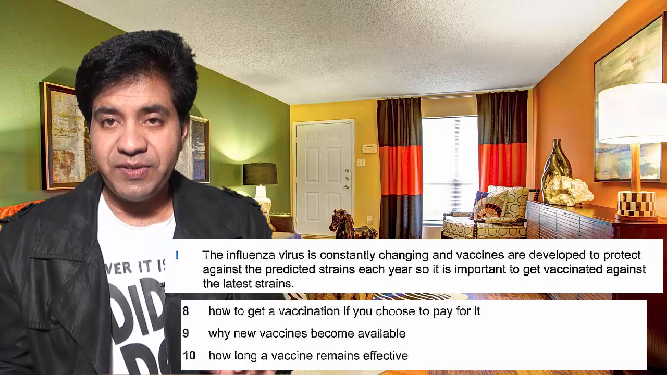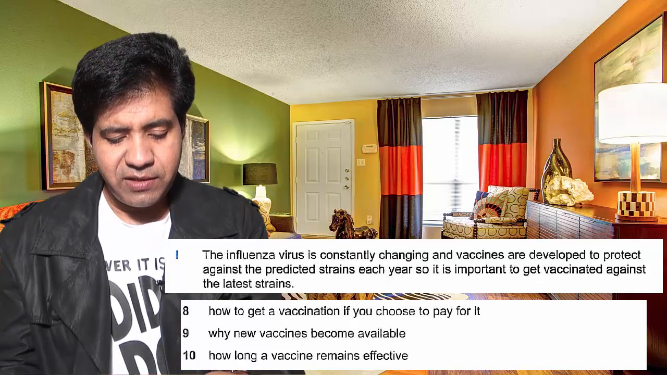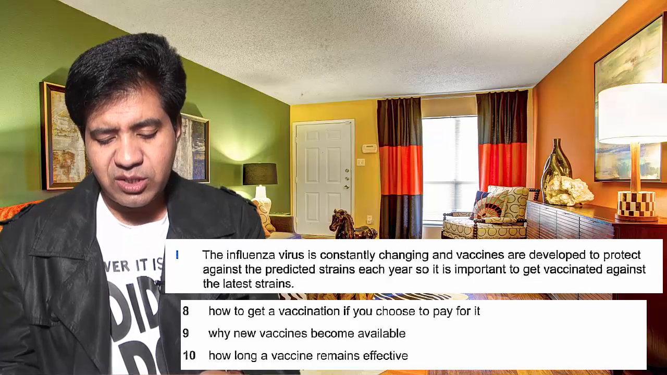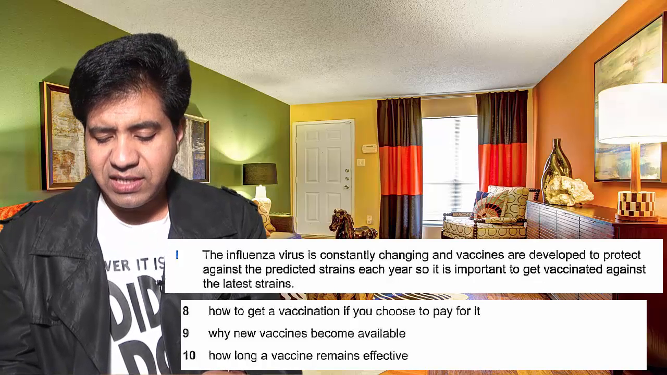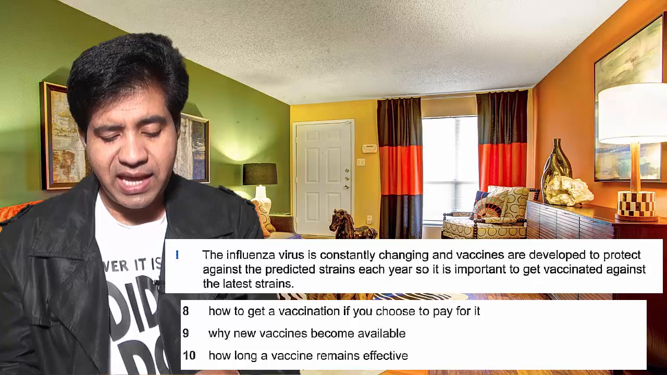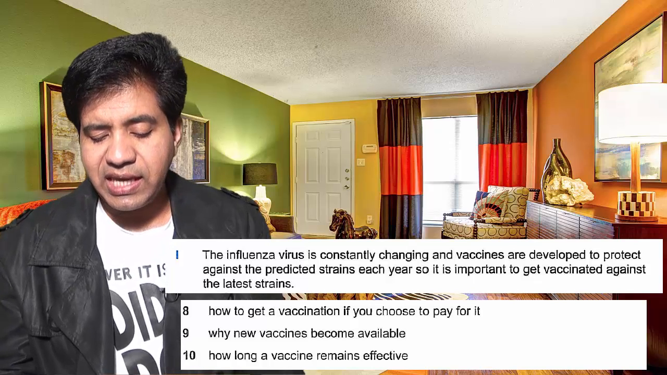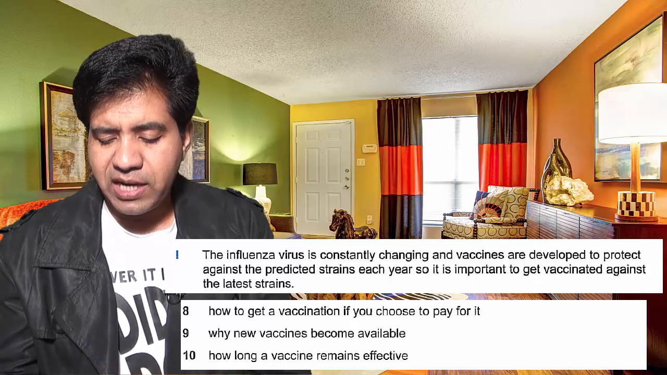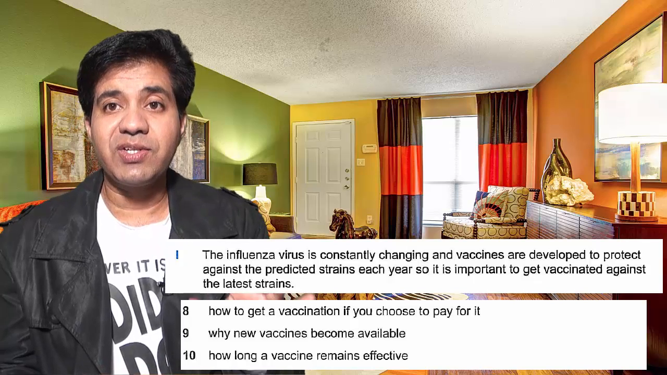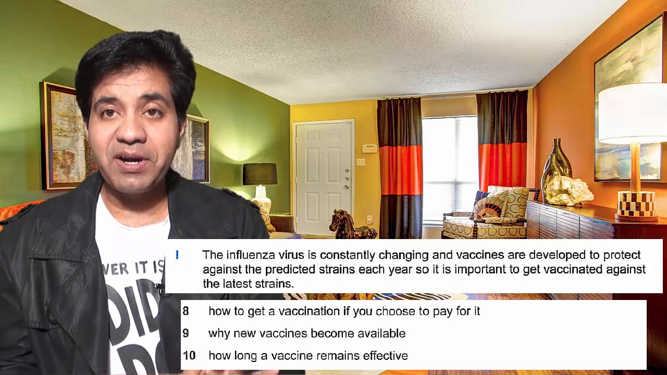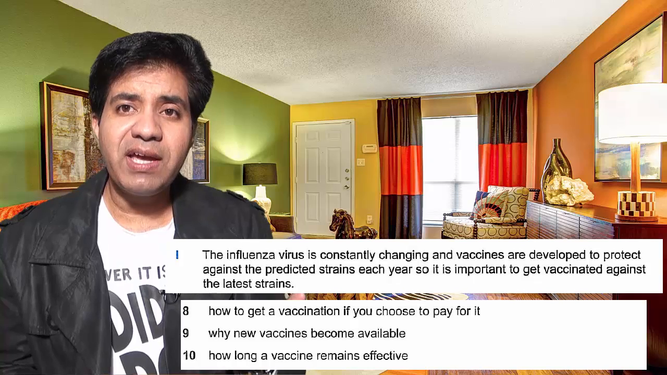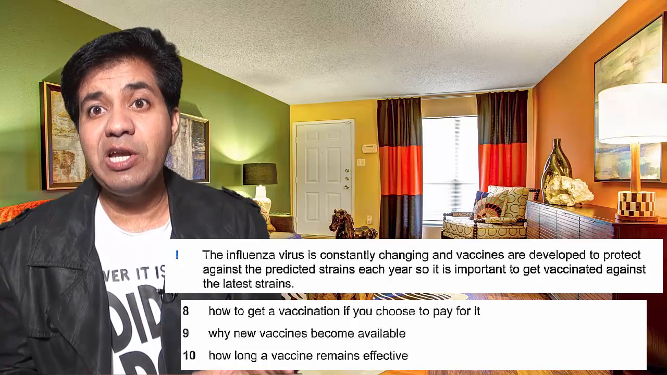Alright, so focus on the first line, right? It says here, the influenza virus is constantly changing and vaccines are developed to protect against the predicted strains each year. So it is important to get vaccinated against the latest strains. It's paragraph I.